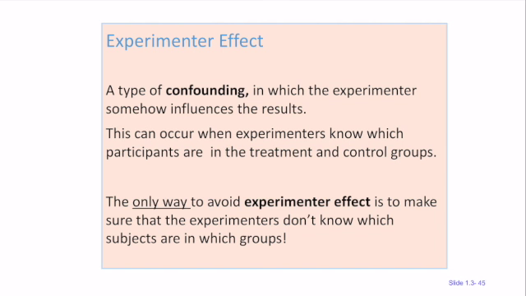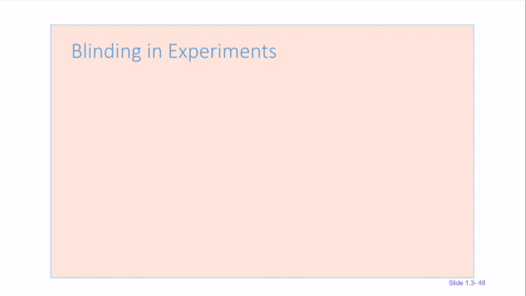One type of confounding that can happen in experimental studies is experimenter effect. Okay? This is when the experimenter knows which participants are in each group. They know who's getting the treatment and they know who's not. Okay? The only way really to avoid experimenter effect is to make sure that the experimenters don't know what subjects are in each group. Okay? We can do this by blinding in experiments.